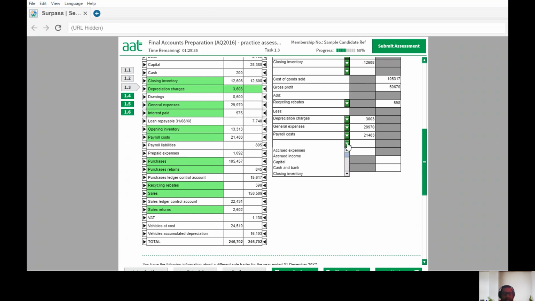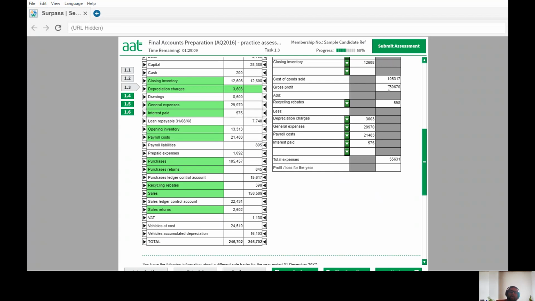And then the next one is going to be... did we miss anything else? Oh yeah, interest paid. Interest paid here is going to be 575. So after you've done all of that, these 5 expenses will total 55,631 pounds.